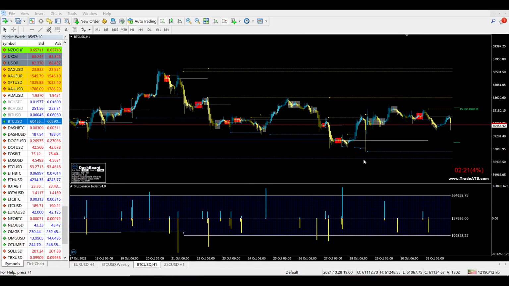In this lesson, I'm going to teach you about the component that we call the expansion index. This is a very unique indicator. You'll see it nowhere else. So what does this do? Well, in a nutshell, the expansion index is a measurement tool. It's a measurement tool designed to tell you if something is ordinary or extraordinary. That's the difference.